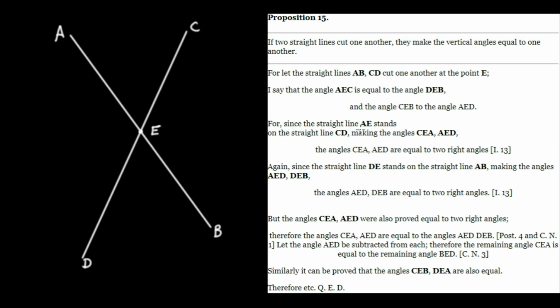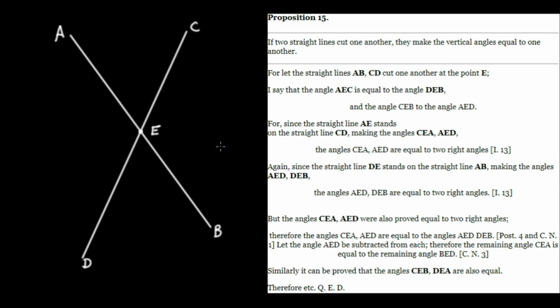For since the straight line AE stands on the straight line CD, making the angles CEA, that's this one, and AED, that's this one. Therefore, the angles CEA and AED are equal to two right angles. And we've proved that already. That's proposition 13. So those two are equal to two right angles.